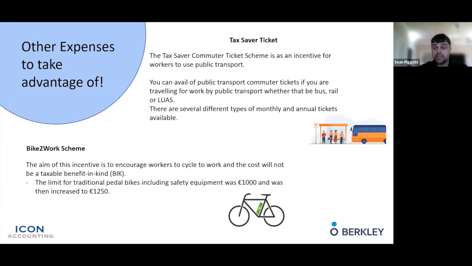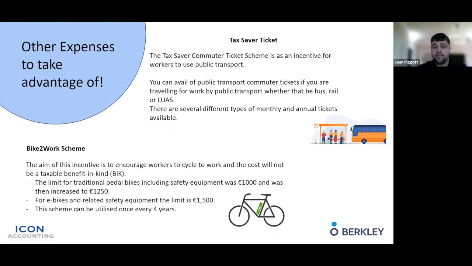So the Bike to Work scheme, for anyone that doesn't know about it, is basically an incentive to encourage workers to cycle to work, and the cost will not be a taxable benefit in kind. The limit for traditional pedal bikes, including your safety equipment, was €1,000, but it's now been increased to €1,250. And for e-bikes and related safety equipment for your e-bike, the limit is €1,500. So definitely something to keep in mind if you are traveling by bicycle to your place of work. The scheme can be utilized, like I said, once every 4 years. So once you've fulfilled your 4 years, you can go and buy a new bike.